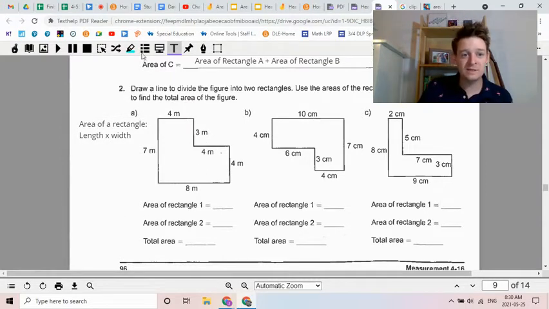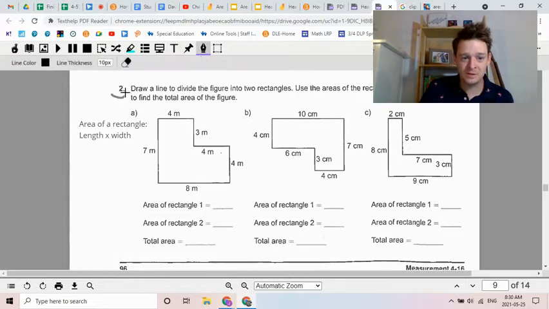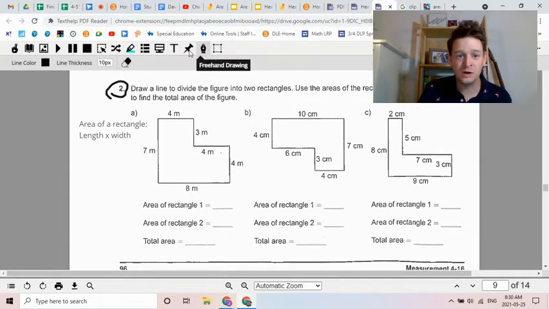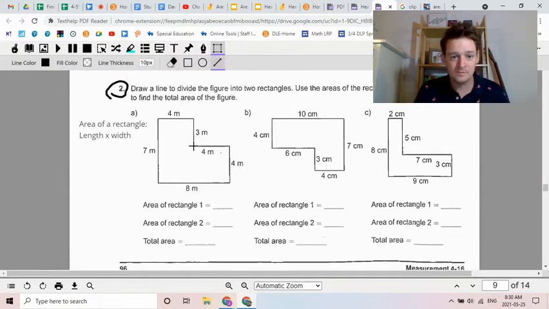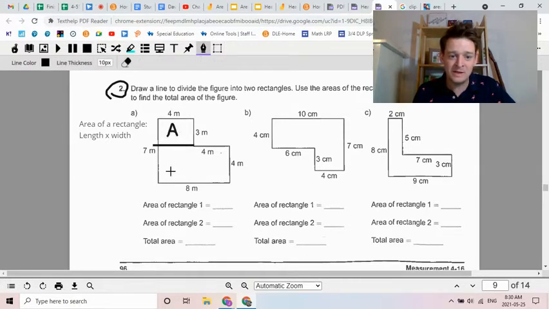So the first thing it wants us to do if we read the instructions, which is always a good place to start, is draw a line to divide the figure into 2 rectangles. So I'm going to do that with my line tool. And this one's pretty easy. So I drew a line there. We've got rectangle A and B. I'm just going to label them. You don't have to do that, but it's going to make it easier for me to talk about them.